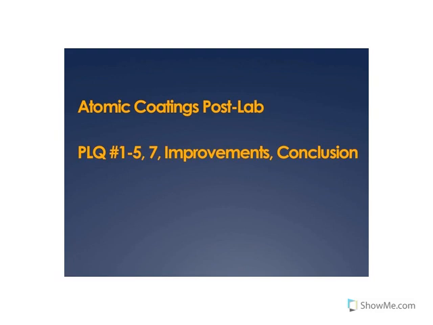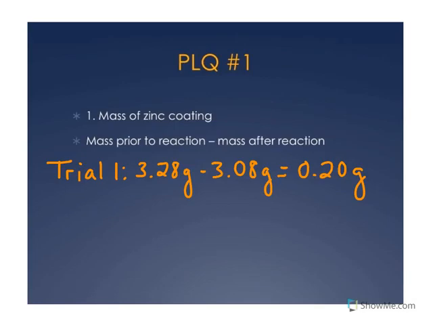This is the post-lab wrap-up for the atomic coatings experiment. You're going to do post-lab questions 1 through 5, skip number 6, do number 7, and then improvements and conclusion. What follows is the step-by-step process I'd like you to use while you're doing the post-lab for this experiment.